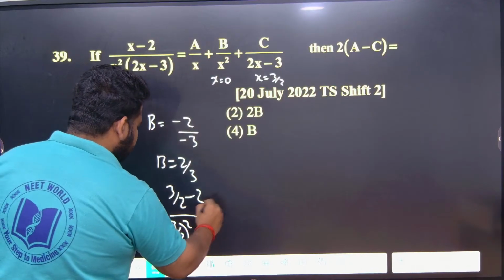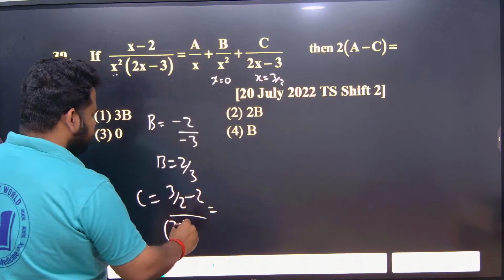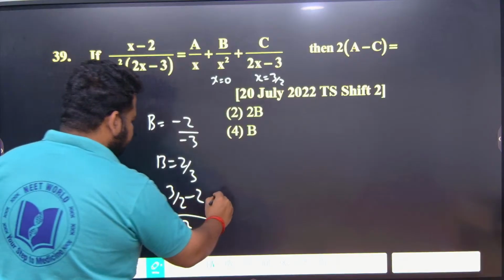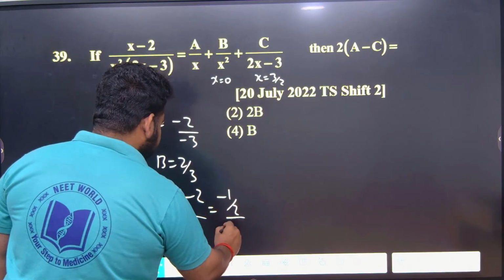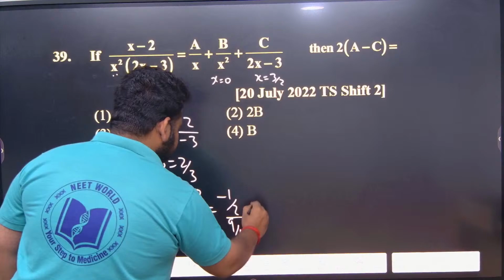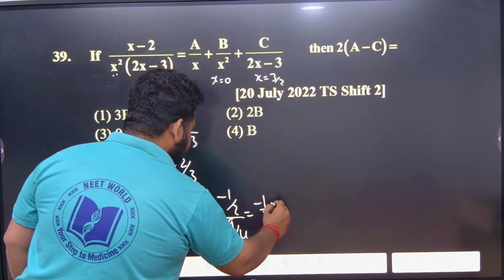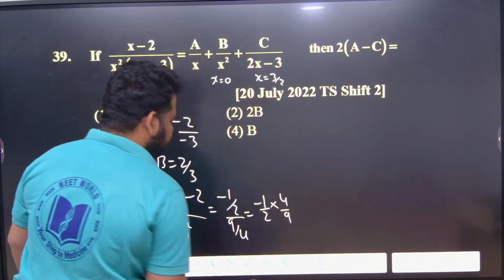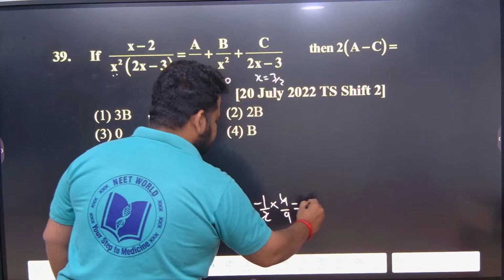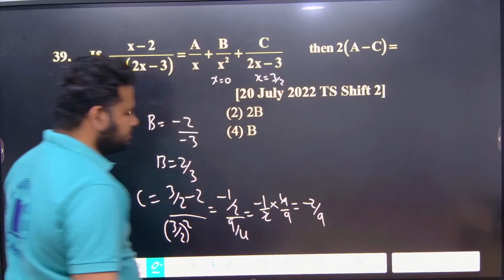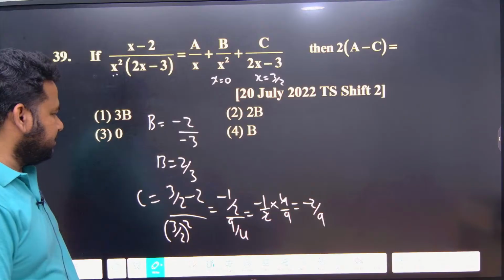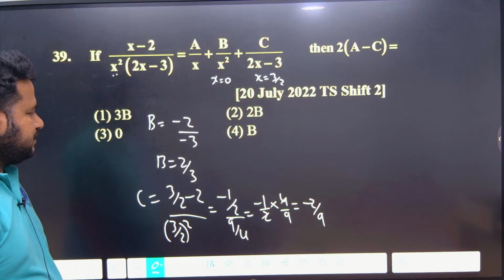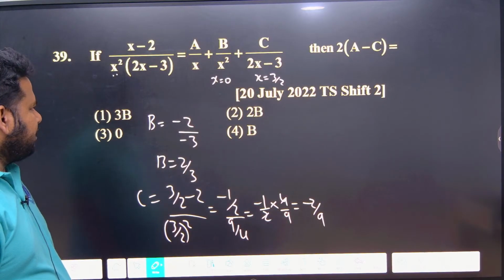This is 3 by 2 minus 2, which is minus 4 plus 3, that is minus 1 by 2, divided by 9 by 4. That is minus 1 by 2 into 4 by 9. 2 into 0, this is minus 2 by 9. Minus 2 by 9 will be the value of c. Now I want to find the value of a.